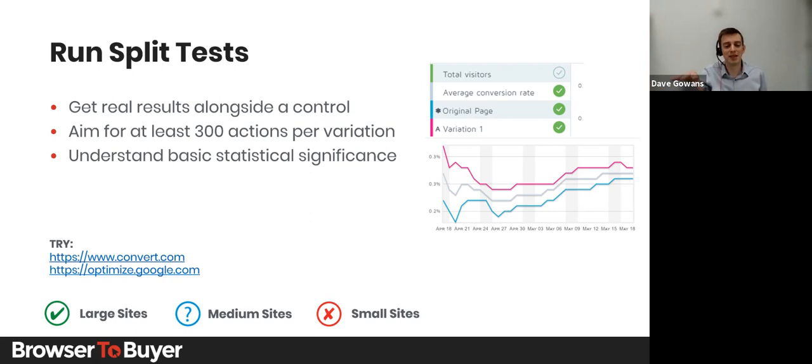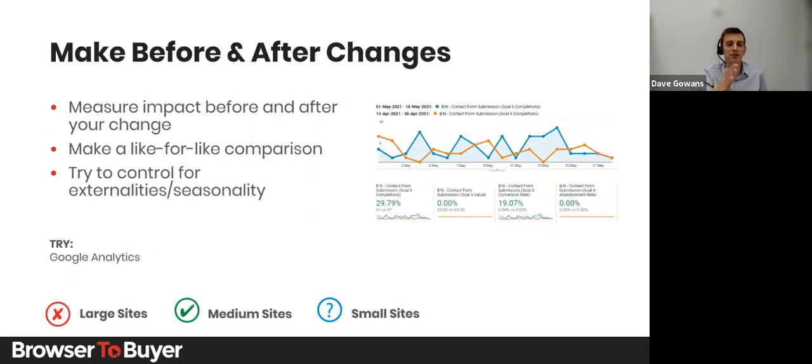If you're a medium site, can you do this as a before and after change? Change it, note the time in Google Analytics, and then look 2 weeks later. You have to be careful with this. You get a load of externalities.